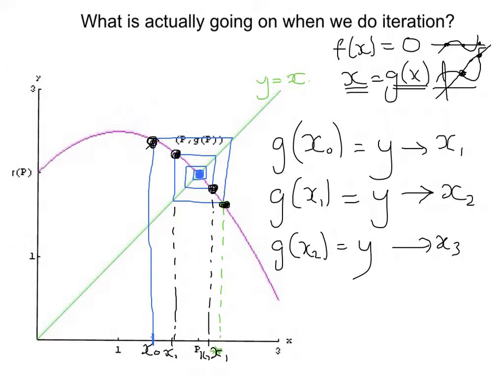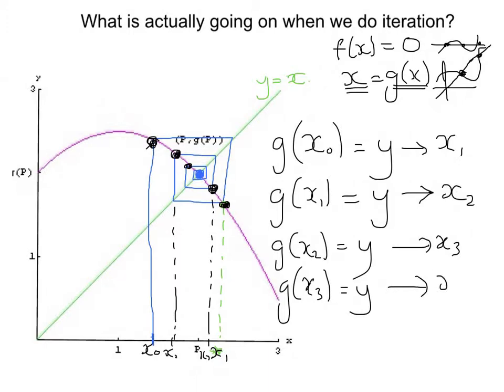And then we feed that x3 into the g function and we get out a y. There it is. And then g of x3 is a new y value, which we then use the graph of y equals x to change that y into an x. And then we do g of that x and we end up here.